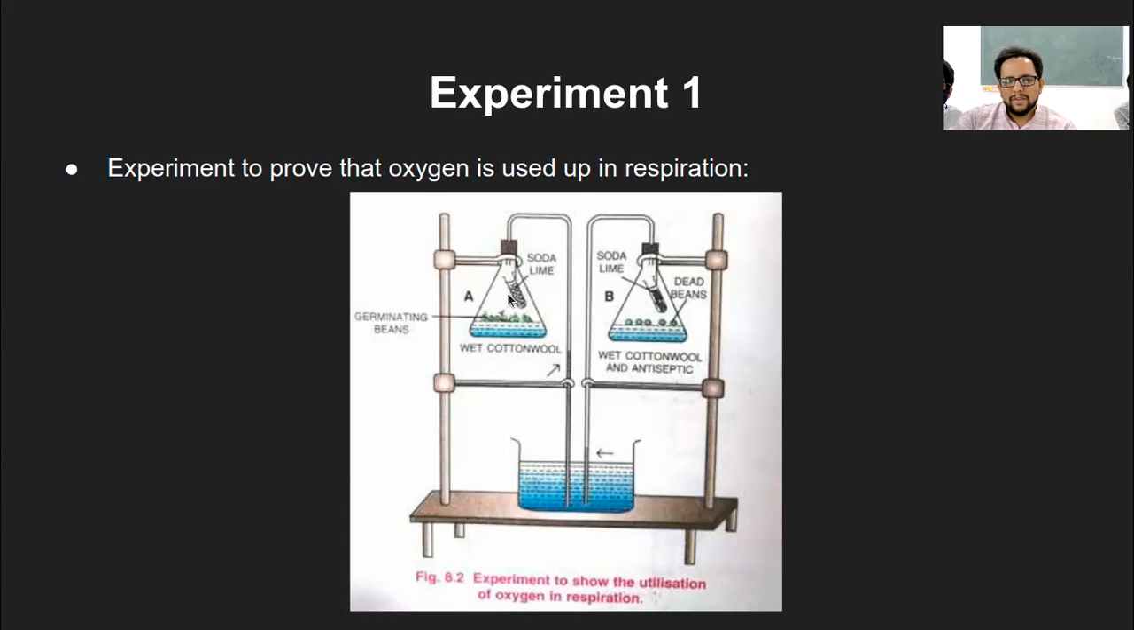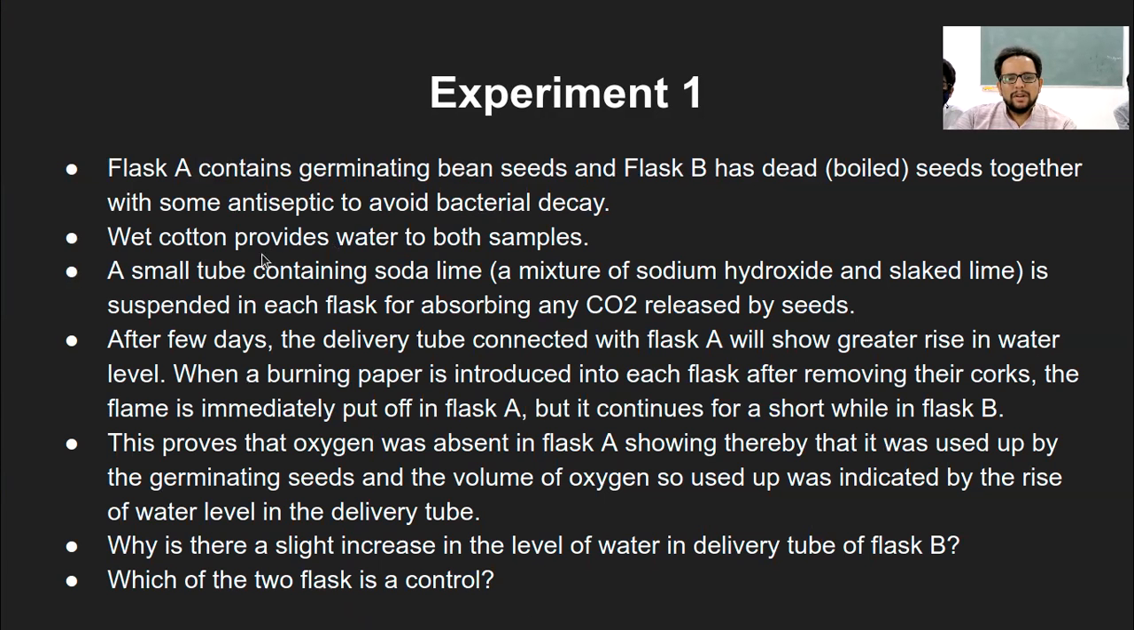So flask A, which you can see here, has regular soaked or germinating seeds, and flask B has dead beans. Wet cotton is kept below the seeds so that it will provide water for both the samples. Both situations have to be similar when we do the experiment. Then there is a small tube containing soda lime. Soda lime is nothing but a mixture of sodium hydroxide and slaked lime. Slaked lime is again a type of calcium hydroxide compound. So that is called soda lime mixture.